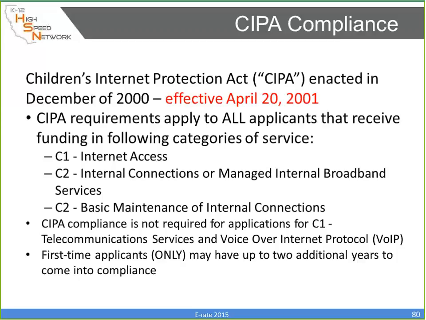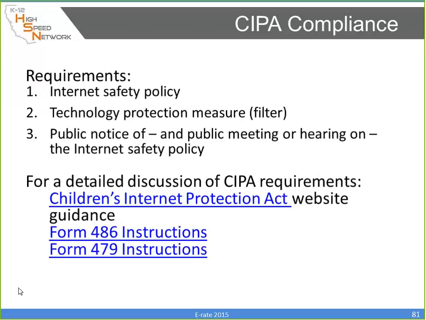If you happen to be a first-time applicant in the E-rate world, you have an additional 2 years from your first application in order to become CIPA compliant. What does that mean? What is CIPA compliant? You must have an internet safety policy. You must have a technology protection measure, which is generally your filter. And you have to have a public notice of and a public meeting or hearing on that internet safety policy.